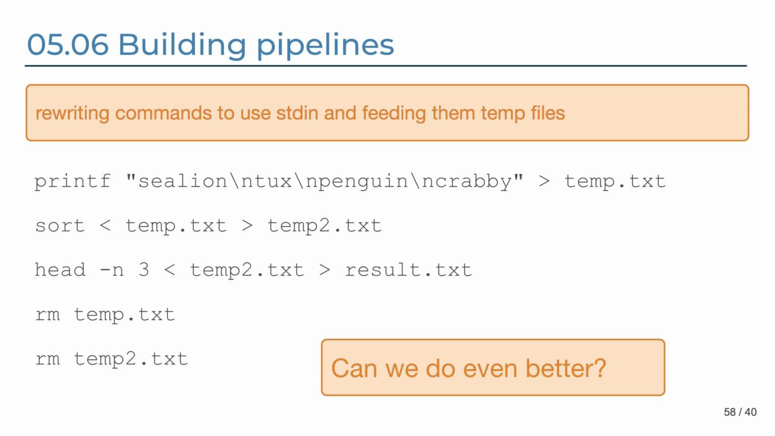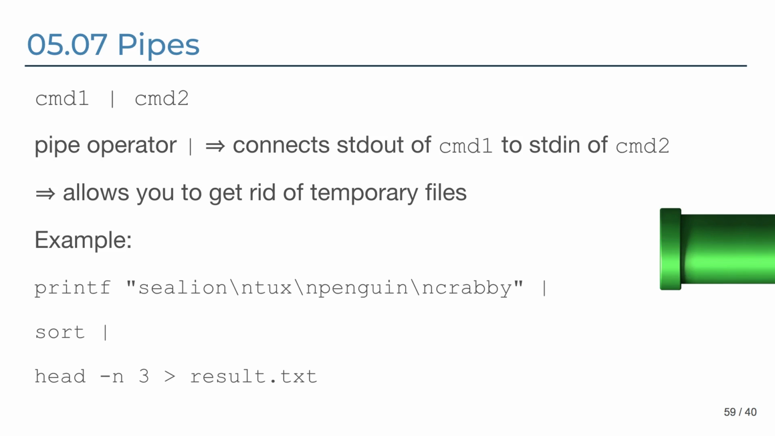The only thing left to optimize, to avoid any unnecessary writes to disk, is a mechanism to connect two programs so that one program gets its input from the output of another program. Luckily, this idea was already realized, and that is what piping is all about. We have a new operator, the pipe operator, and it does nothing else than connect the standard out of one command to the standard in of another command.